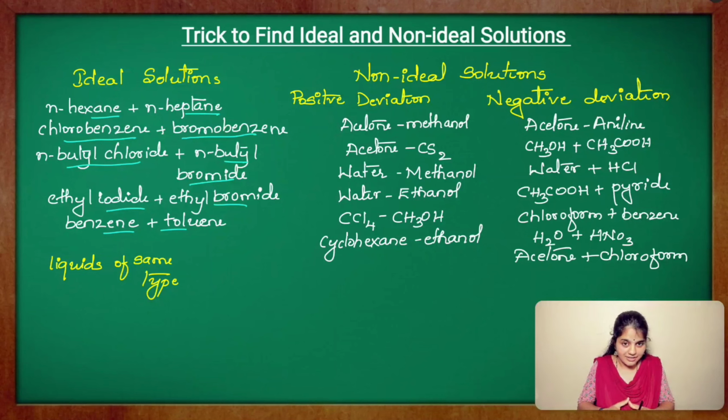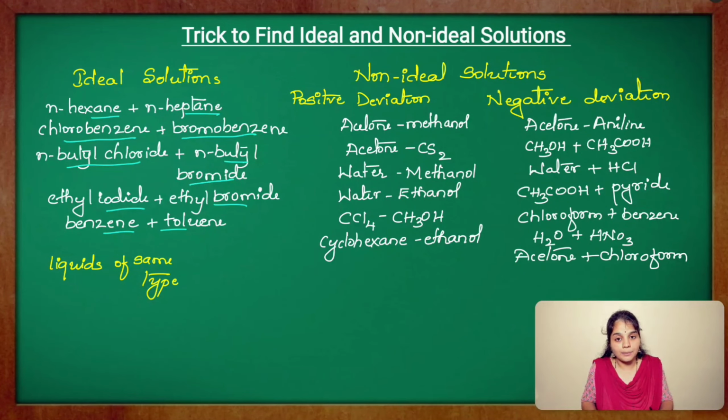So the trick here is that examples of ideal solutions are those liquid mixtures in which you have the same type of liquid. From the examples we have already listed, it is very clear that liquids of the same type are the examples of ideal solutions.